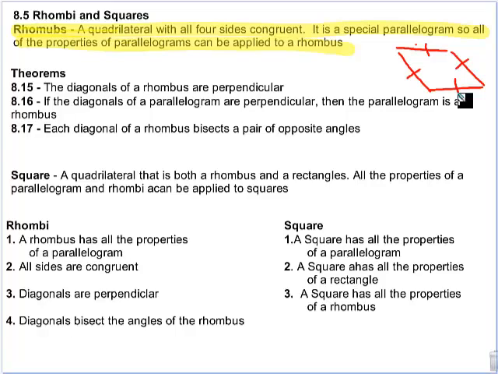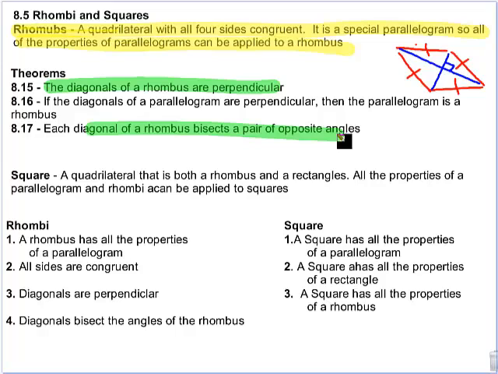Okay. Things that we need to know about a rhombus. The first thing is the diagonals. They are perpendicular. The next theorem just goes in the reverse. So if the diagonals are perpendicular, then we know we have a rhombus. And one other thing about this is that the diagonals bisect the pair of opposite angles.